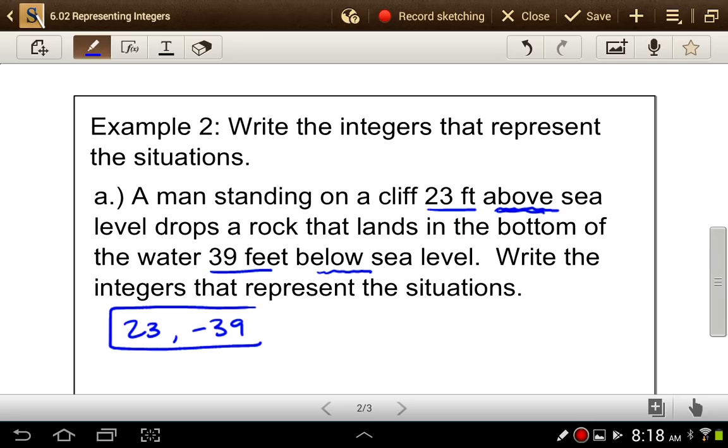So those would be the two numbers that are represented in this situation. Positive 23 for above and negative 39 for below. Okay, if you need to pause, go ahead. Otherwise, I'm going to move on to the last example.